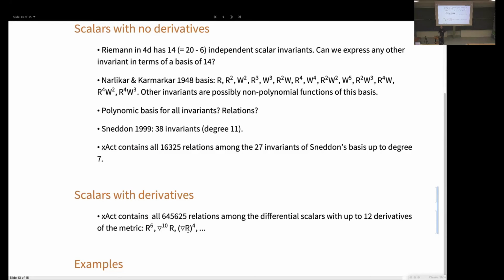I have all relations among all possible objects computed in this way, and it's this number of relations. So I have a database: you put in any scalar of Riemanns involving up to 10 derivatives, and I give you a unique form for it. In particular, if that thing is zero, I will find it. Let's look at an example.